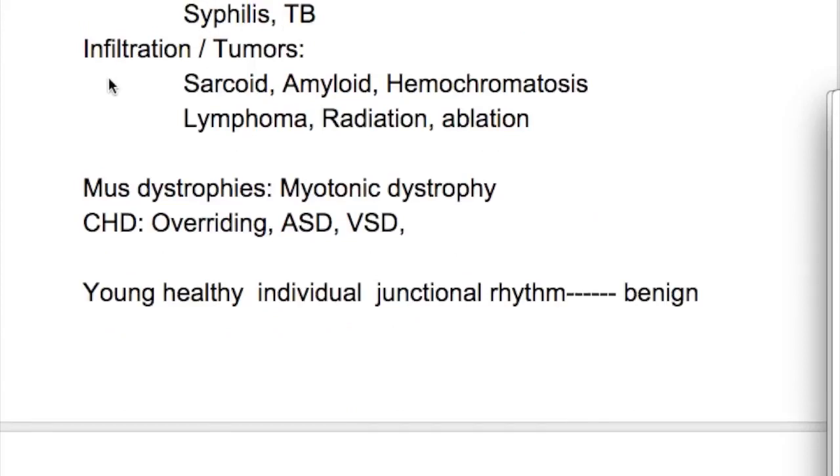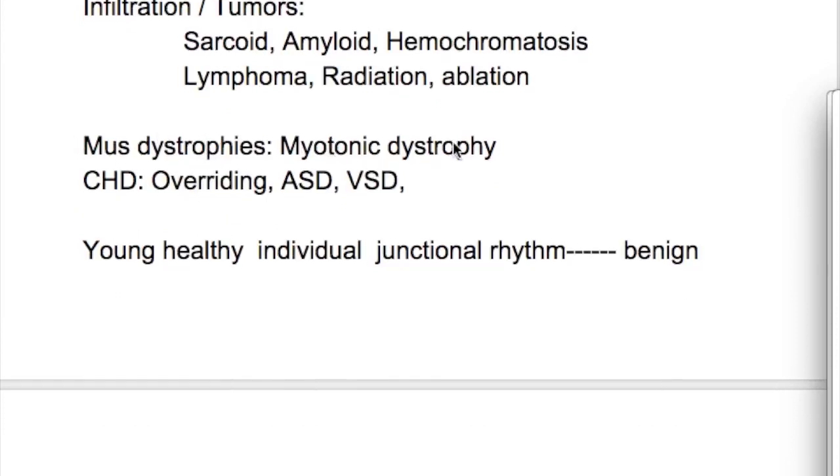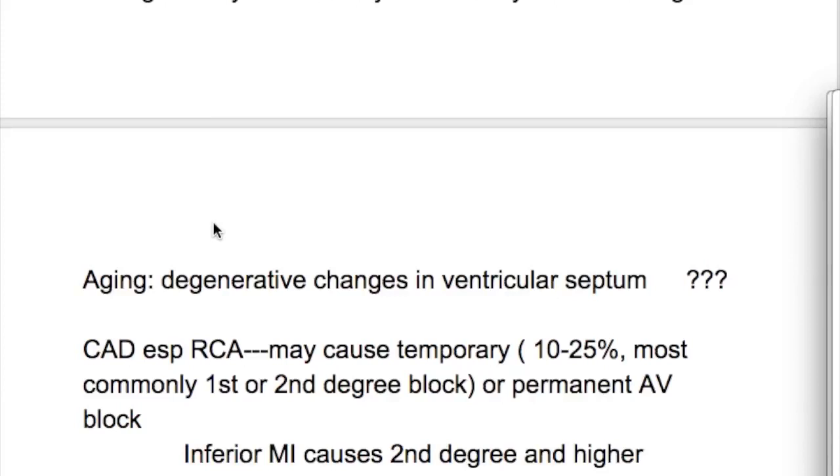Second cause of irreversible block is infiltration in tumors, sarcoid, amyloid, and hemochromatosis. Lymphoma, radiation therapy, and surgical ablation may cause permanent blockage. Muscle dystrophies like myotonic dystrophies, congenital heart diseases, overriding of the great vessel, ASD and VSD. What about the junctional rhythm in young individuals? In young healthy individuals, the junctional rhythm is benign and does not need any treatment. What's the effect of aging on the conductive tissue? In aging, there are degenerative changes in the ventricular septum causing block.